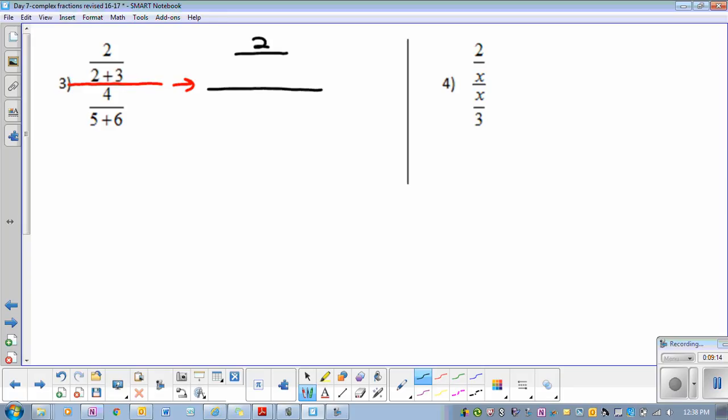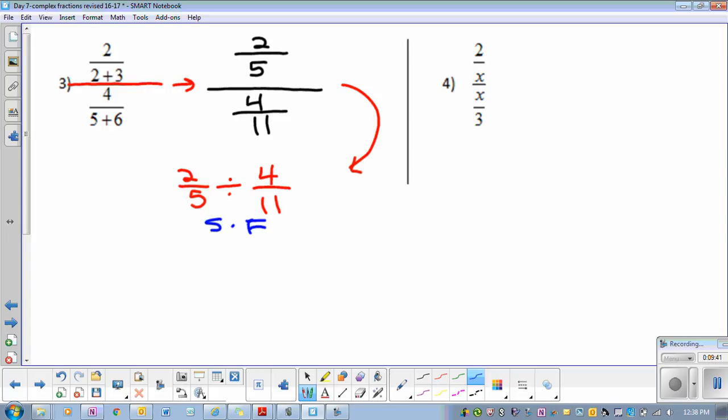So, 2 over, what's 2 plus 3? 5. And 4 over, what's 5 plus 6? 11. Okay, alright. So now we have to write it out. So 2/5 divided by 4/11. And then remember, when you have divide, you need to change it. This is really same times flip. So then this is 2/5 times 11/4, and then you can make the 2 and the 4 give me what? 11 over 10.